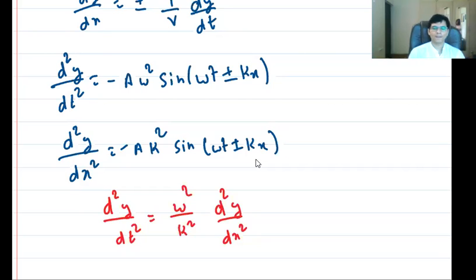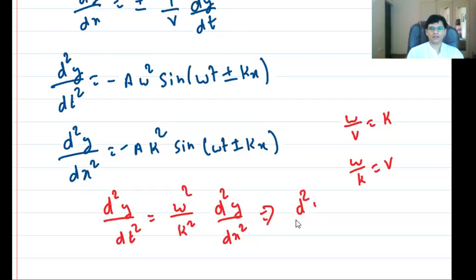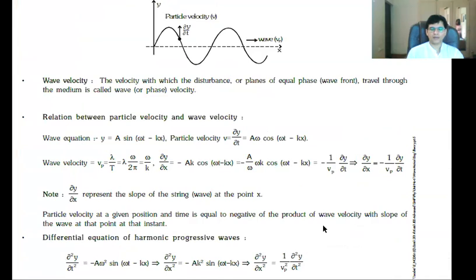Omega by v is equal to k, है ना, I hope all of you remember omega by v is equal to k, so omega by k is equal to v, right, so omega square by k square is v square. तो क्या हो जाएगा यहाँ पे, d square y by dt square is equal to v square into d square y by dx square, मेक सेंस, समझ में आ रहा है, सेम है कि नहीं, यस और नो?